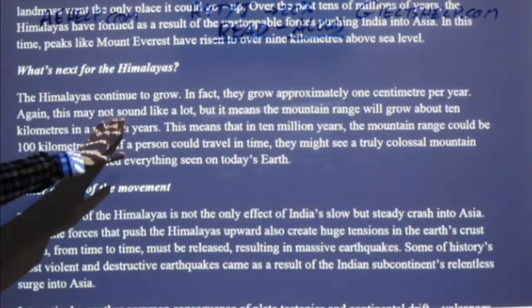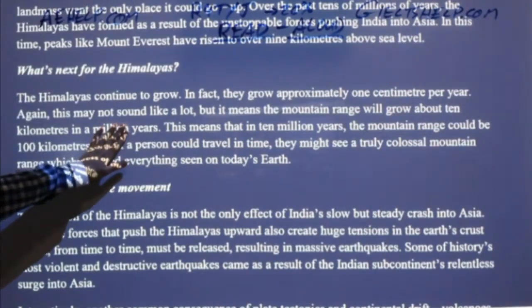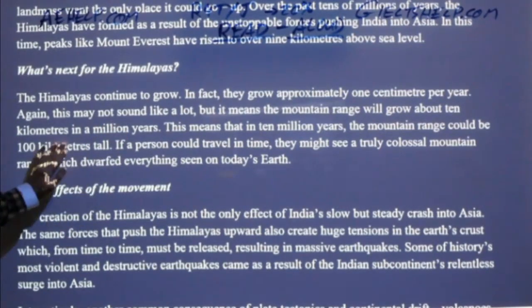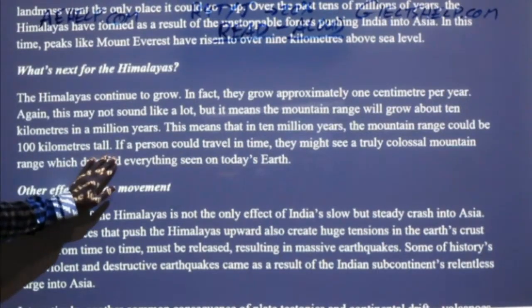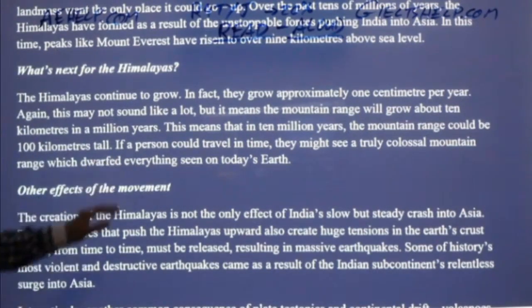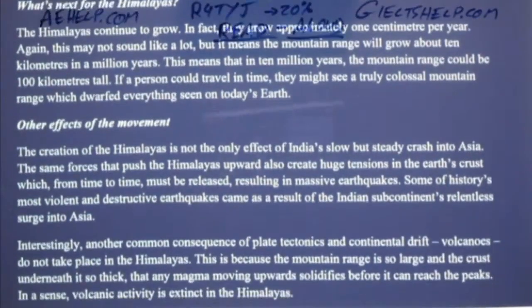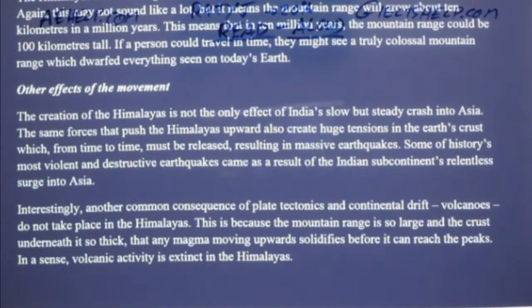Again, this may not sound like a lot, but it means the mountain range will grow about 10 kilometers in 1,000,000 years. This means that in 10 million years, the mountain range could be 100 kilometers tall. If a person could travel in time, they might see a truly colossal mountain range which dwarfed everything seen on Earth today. Other effects of the movement.